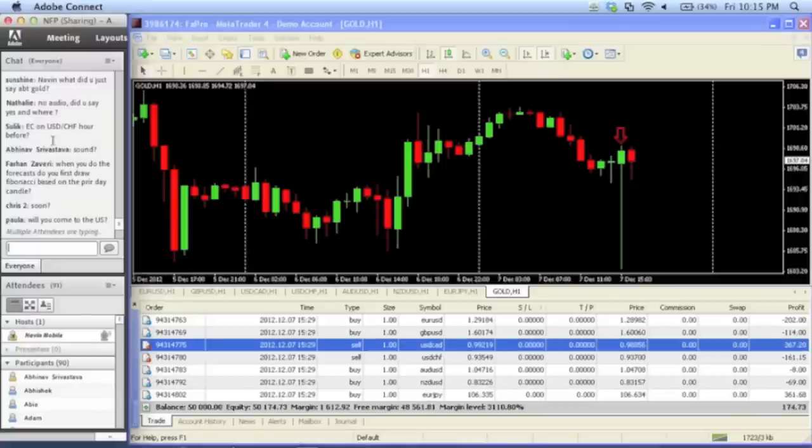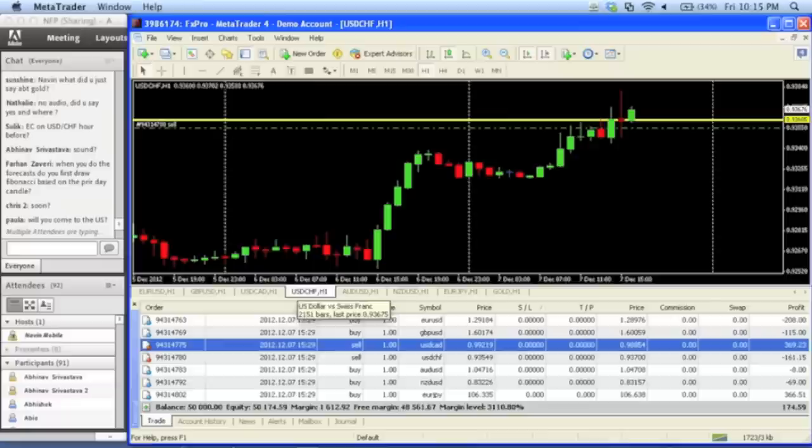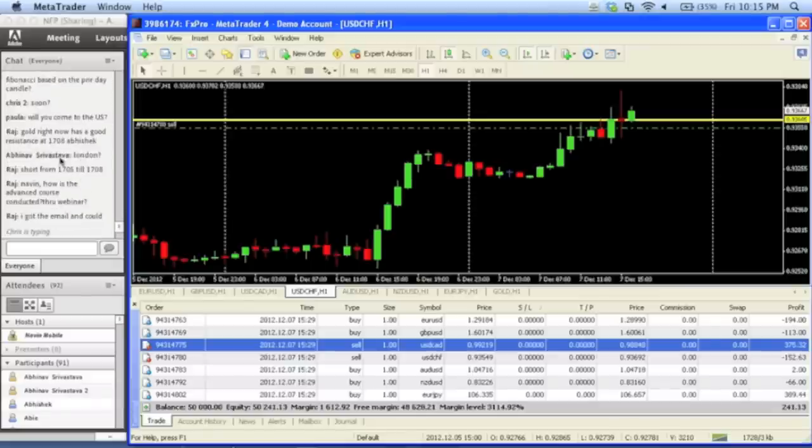Sulik: Exhaustion candle on US dollar Swiss franc before? No, this is not an exhaustion candle on the previous candle on US dollar Swiss franc. When you do forecast, do you first draw Fibonacci based on daily candles? Yes, we do use the daily candle with the fibs. Okay, gold right now, good. London, yes, I will come to London also. Raj: Short from 1705 to 1708. Naveen, how is the advanced course conducted, through webinar? The advanced course is conducted the way we are doing it right now. It's pretty much 3 hours per day like this, nonstop.